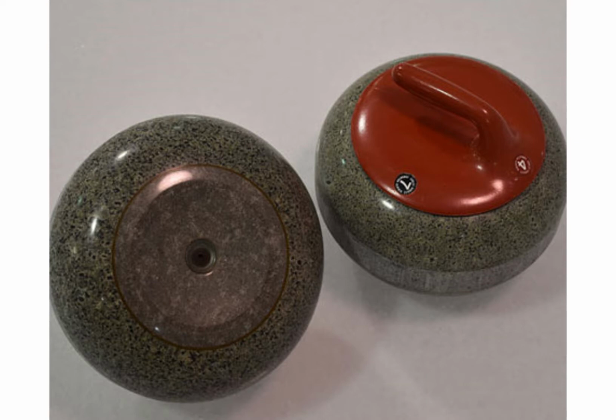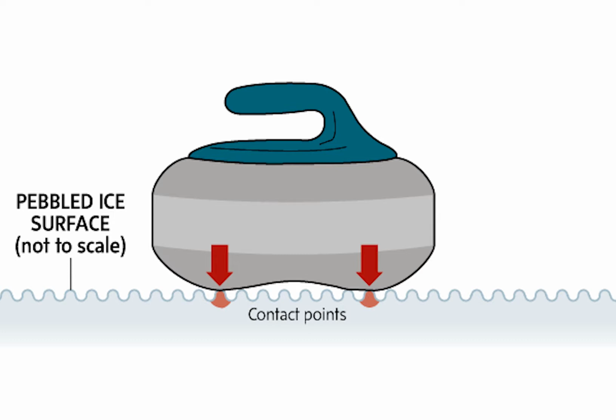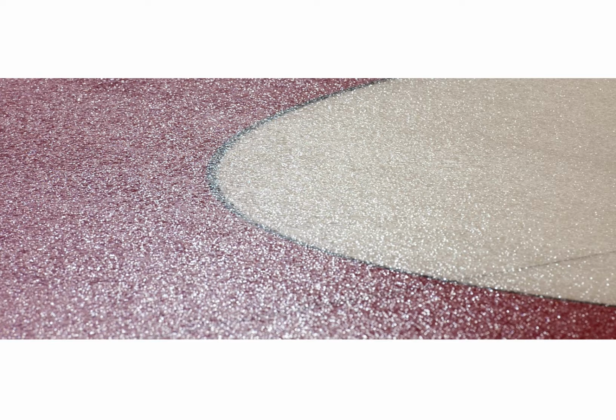Now, the ice itself is also special. The flat ice before a curling match is sprayed with droplets of water. These droplets of water solidify and freeze. They produce an effect that's called pebbled ice. Pebbled ice essentially reduces the friction between the stone and the ice by reducing the number of contact points between those two objects.